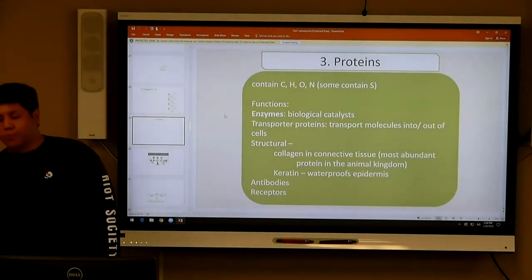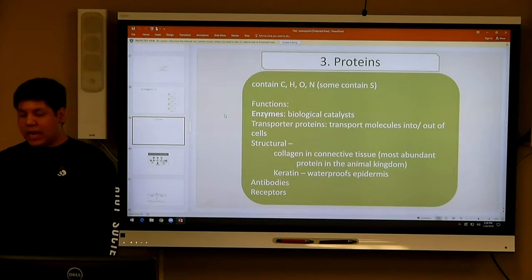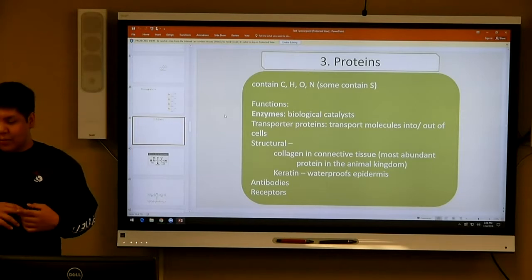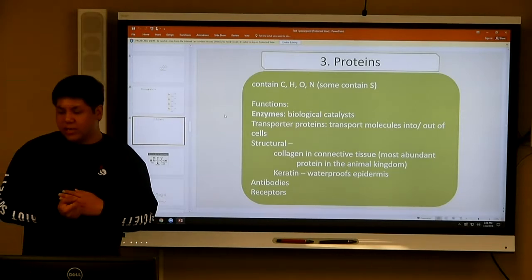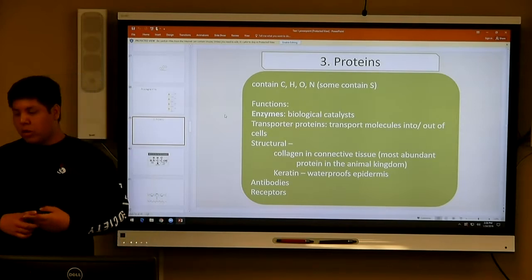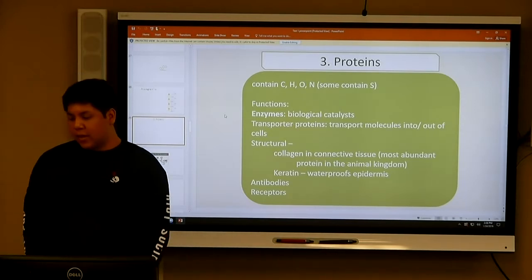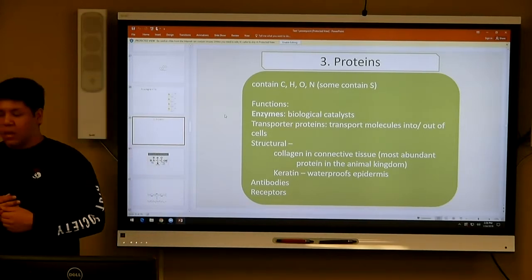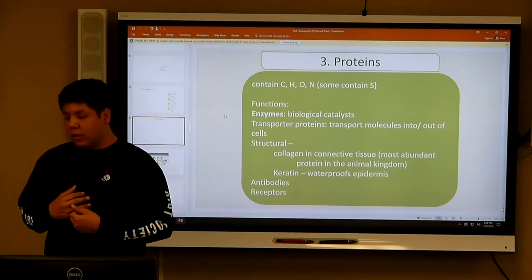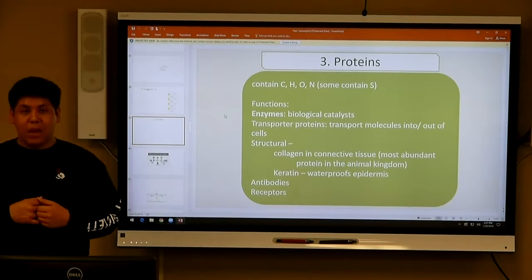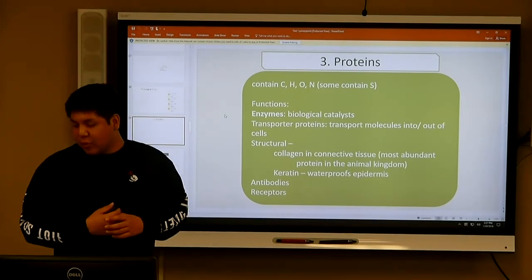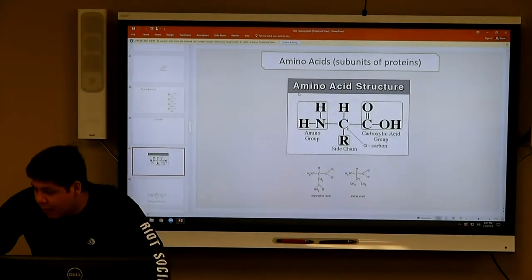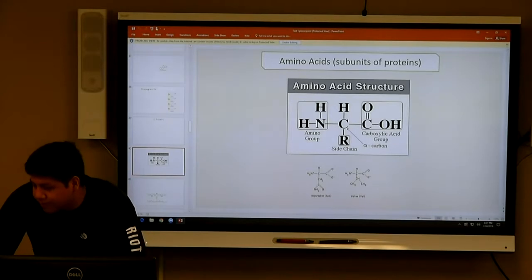Proteins contain C, H, O, and N, sometimes S. Functions: enzymes, biological catalysts; transporter proteins, which transport molecules into and out of cells; structural, collagen in connective tissue, the most abundant protein in the animal kingdom; keratin, waterproofing the epidermis; antibodies; and receptors.